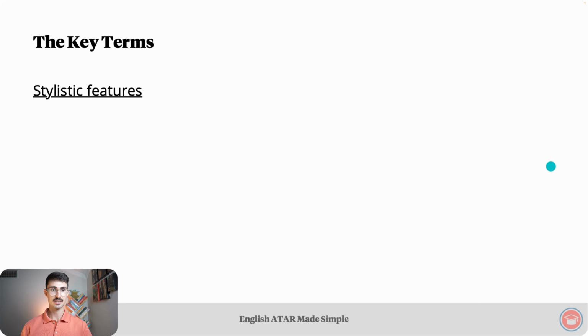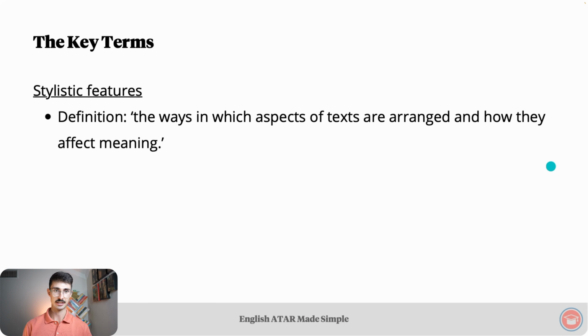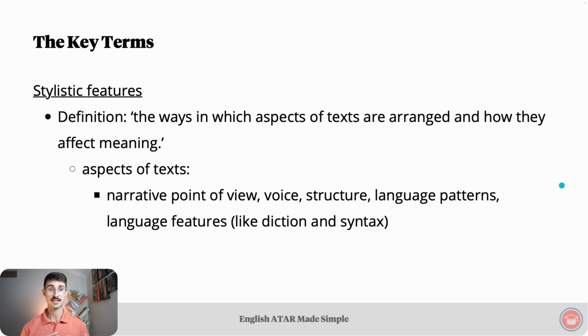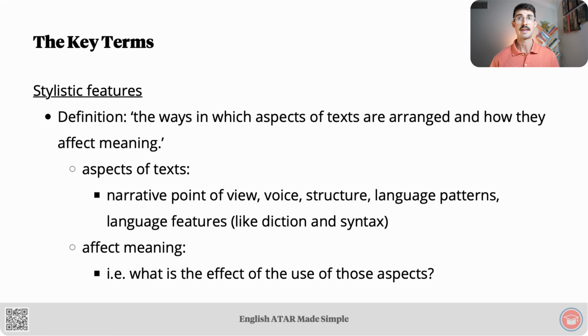The next term we discussed was stylistic features, and we learnt that the definition of that one is the ways in which aspects of text are arranged and how they affect meaning. We pinpointed two main parts of this definition. The first one was aspects of text, and there we discovered that aspects of text refers to narrative point of view, voice, structure, language patterns, language features, which includes diction and syntax. The next main element of this definition is the affect meaning part of it. And that just requires you to answer this question: what is the effect of the use of those aspects of texts?